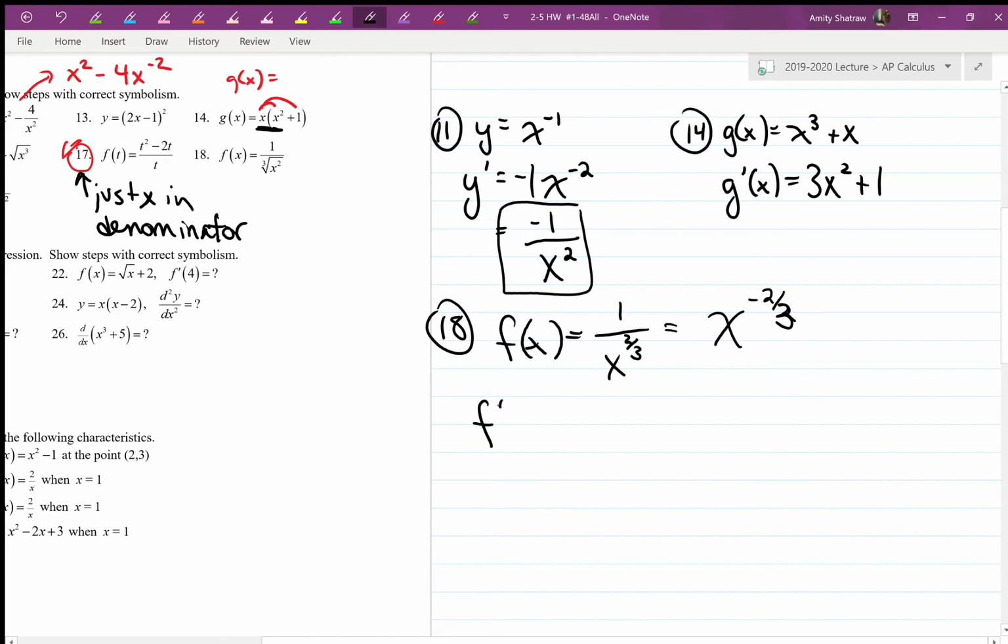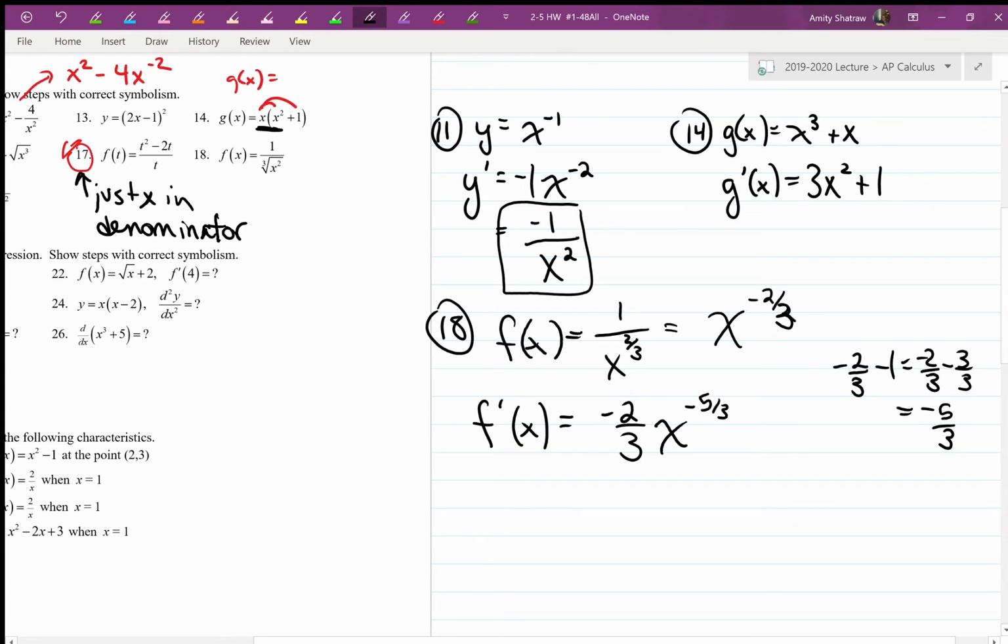Pause, and then you can come back. All right, so you're back. And I would take the derivative in the following way. Negative 2/3 x, and I've got to actually take away 1 from that power, so I'm going to do that real quick. Negative 2/3 minus 1 is the same thing as negative 2/3 minus 3/3, which is negative 5/3. So I'm going to have a negative 5/3 power.